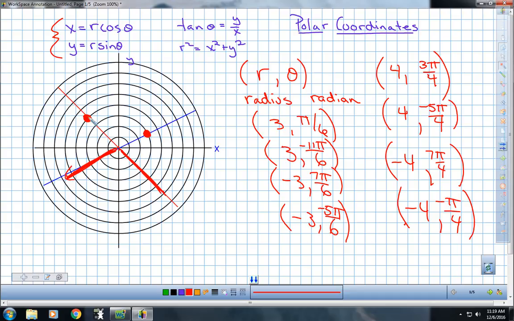So this is the point, right? If this is the terminal side down here, this pi/4 reference angle in the 4th quadrant, and if you went out 4, you'd be going out 4 units on that terminal side, right? If it's -4, you're going to go in the opposite direction.